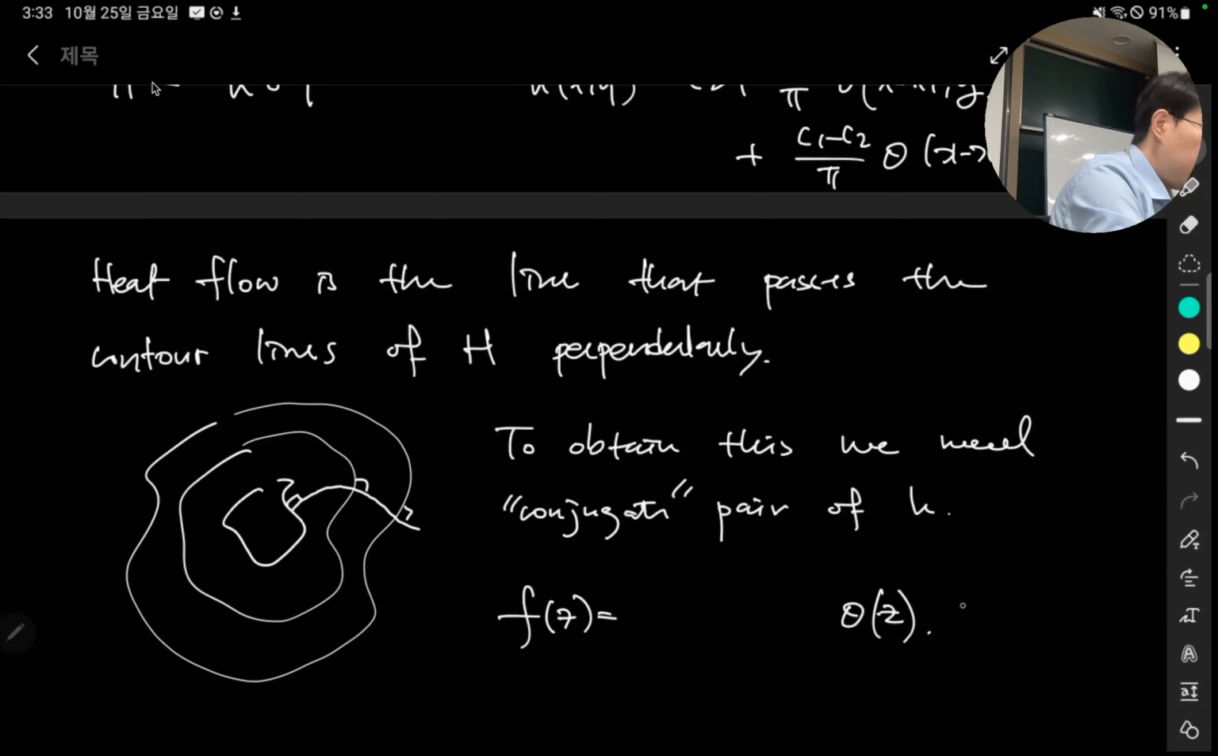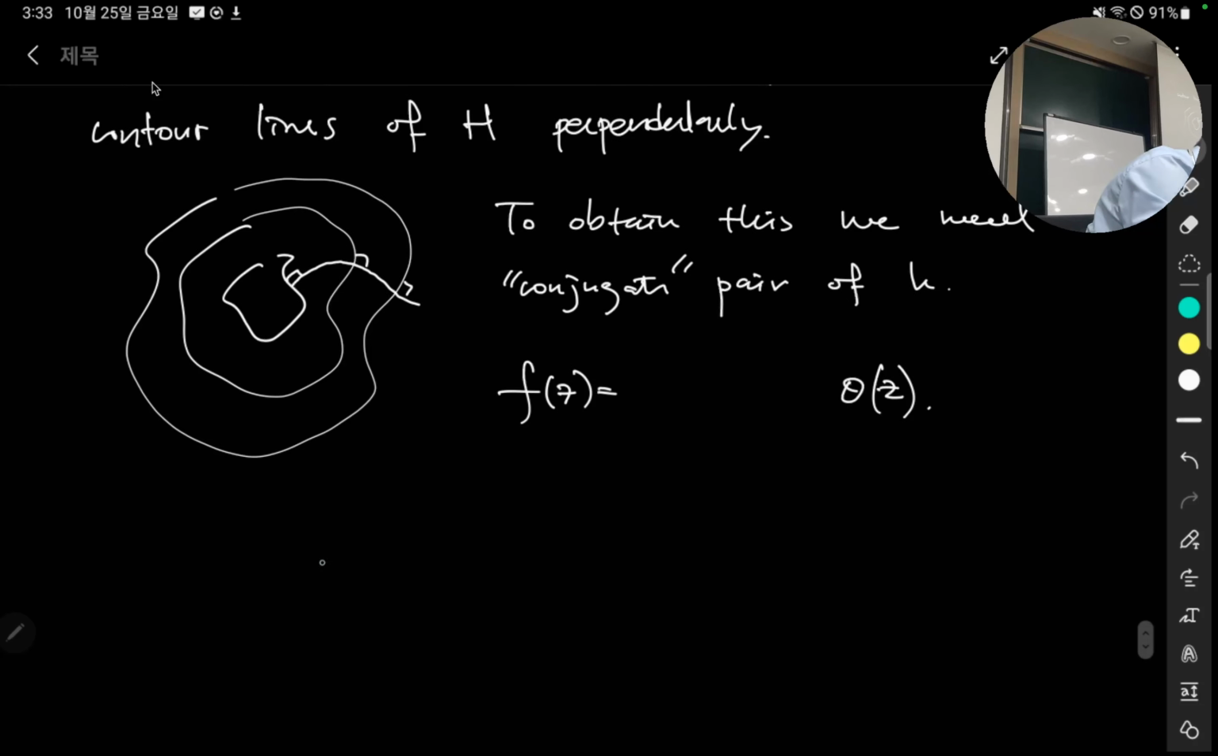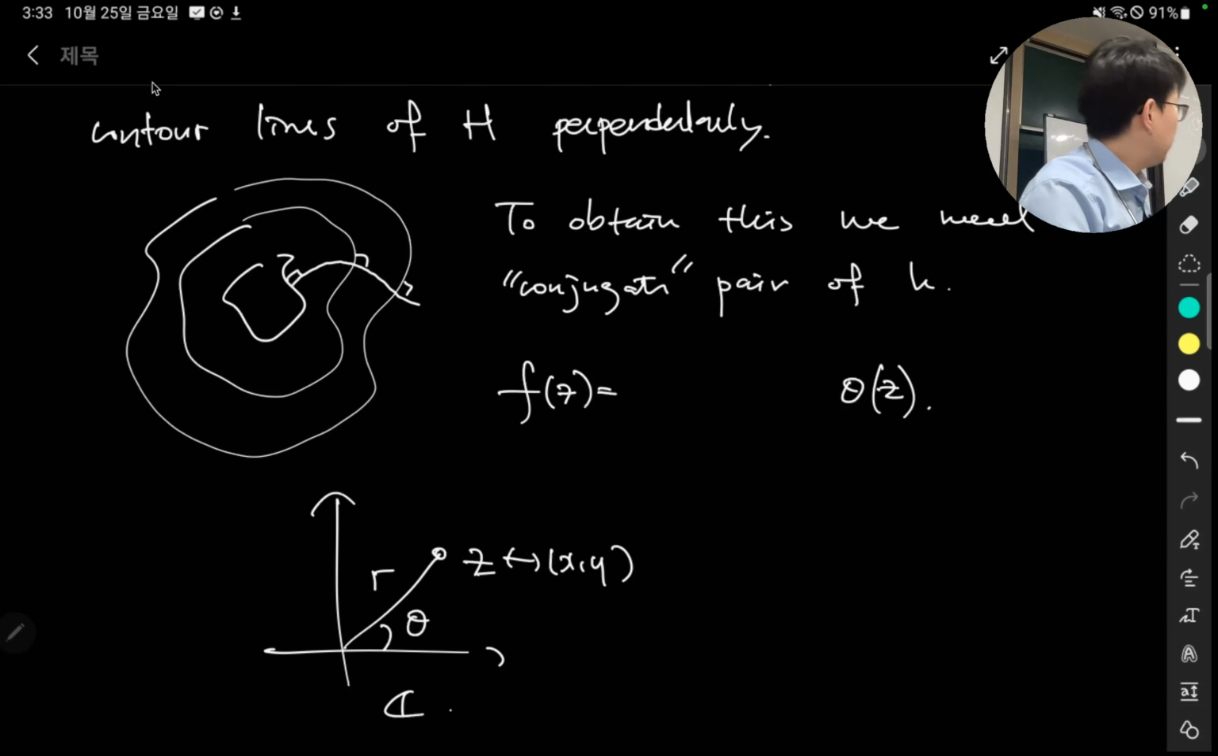Theta of z is the same angle that I get if I represent my complex number z as the point x comma y. So we have z identified as x comma y, then this is r and this is theta. If you consider the two-dimensional plane as a complex plane, your r and theta are the same thing as the polar coordinates of the xy coordinate.